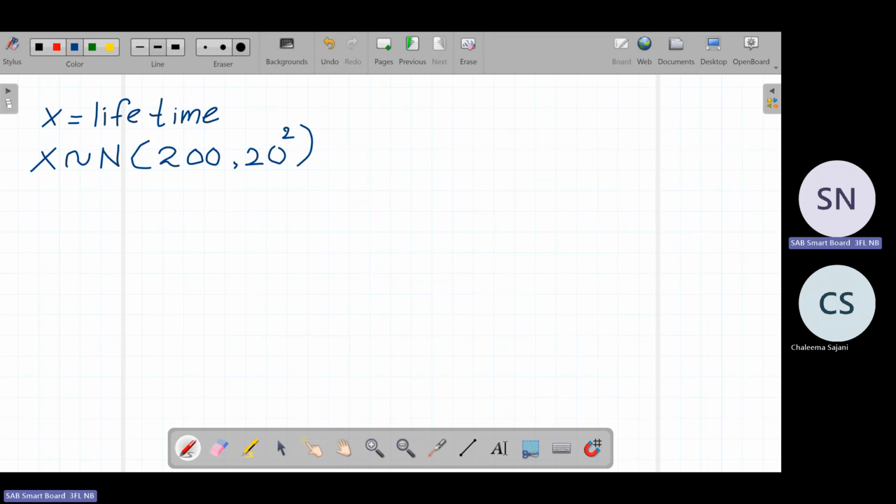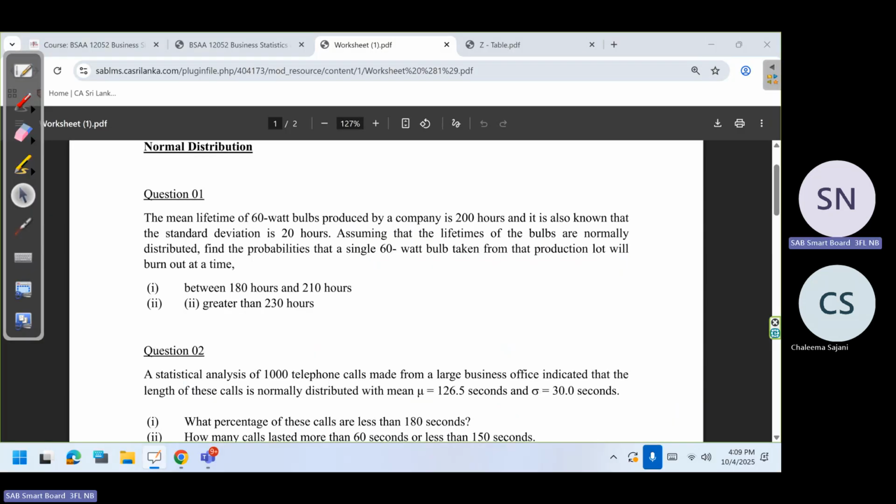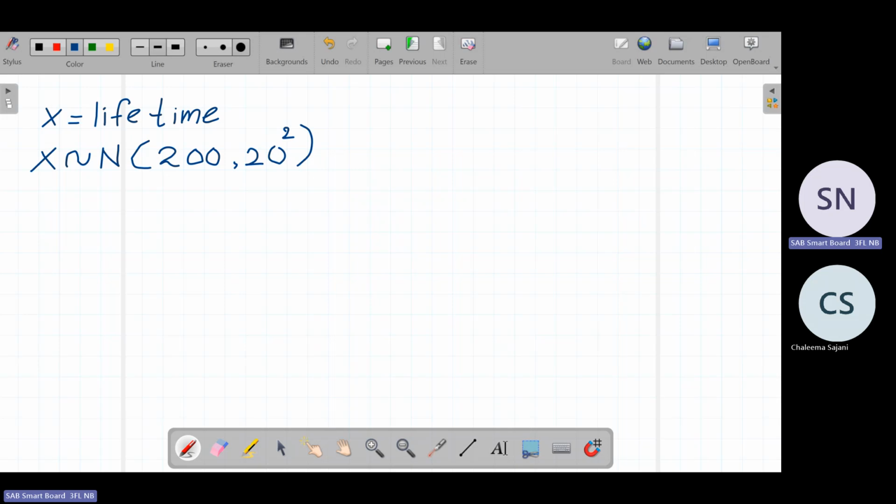Okay. Then what is the first question asked? Between 180 hours and 210 hours. Then these are the lifetime. Then the question asks what is the probability x value is in between 180 and 210. Then we can write down probability of x between 180 and 210, and this is the way we can write. Then x value is greater than 180 but less than 210.